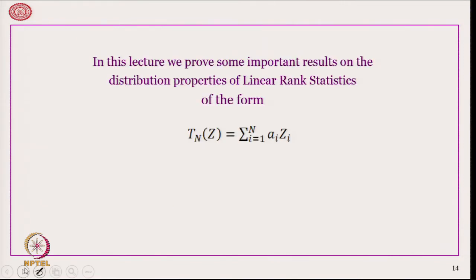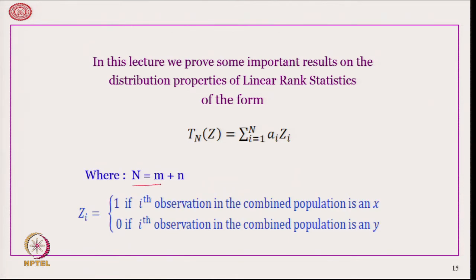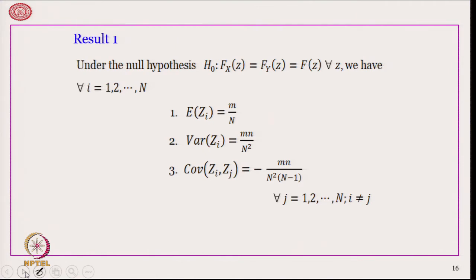In this lecture, we prove some important results on the distribution properties of the linear rank statistic of the form T_N(Z) equal to sigma a_i Z_i, where N is equal to m plus n. As I said earlier, we will be focusing on X observations. Therefore, Z_i is equal to 1 if the ith observation in the combined population is an X, and it is 0 if the ith observation in the combined population is a Y. So, result 1: under the null hypothesis, that is both of them are from the same distribution, F_X(z) is equal to F_Y(z) is equal to F(z) for all z.